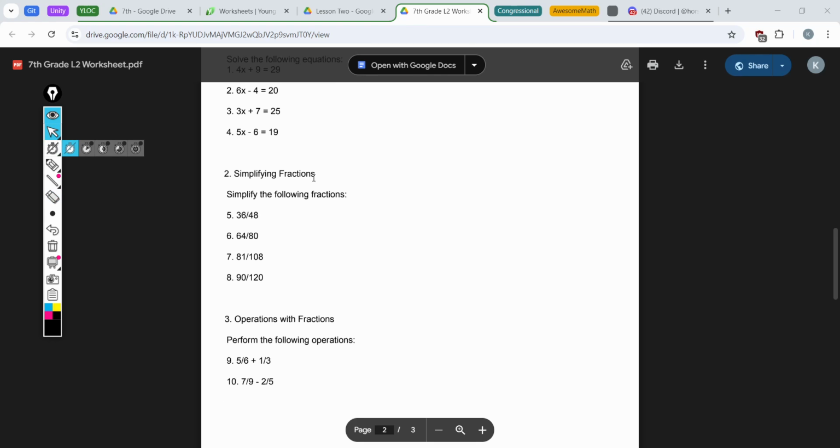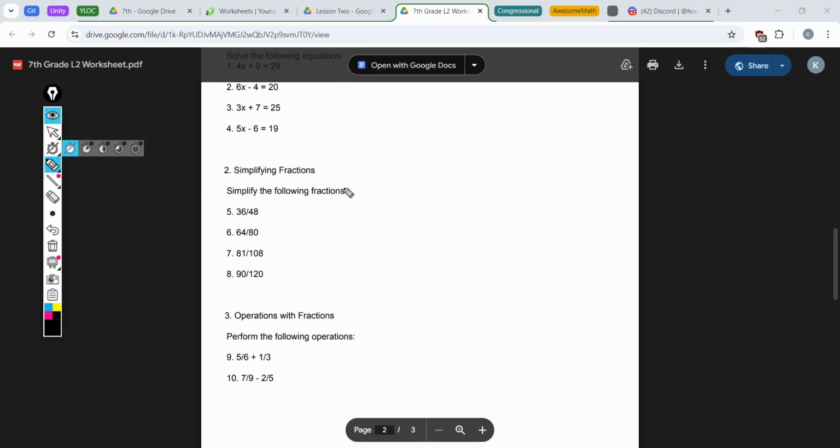And for our next section, we have simplifying fractions. So in this case, we're going to have a fraction like 36 over 48. And to simplify, we get rid of any common factors. So one way you could do this is you could write out the prime factorization, if that helps you. So the prime factorization of 36 would be 2 squared times 3 squared.